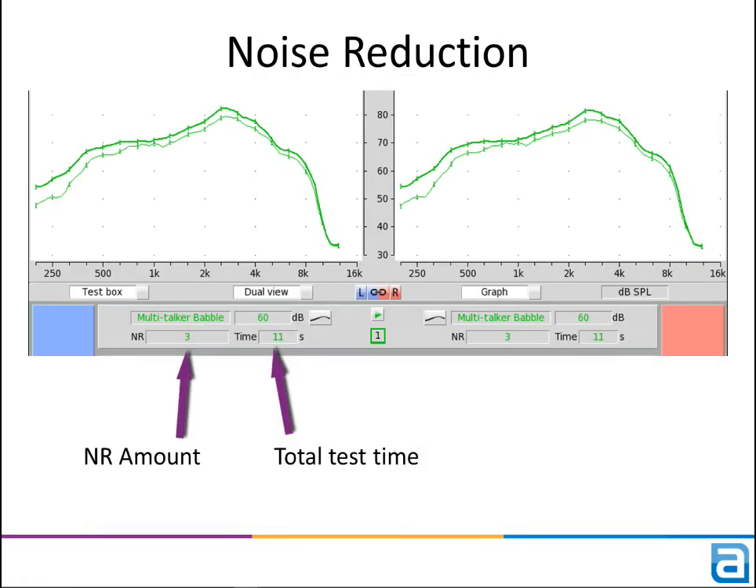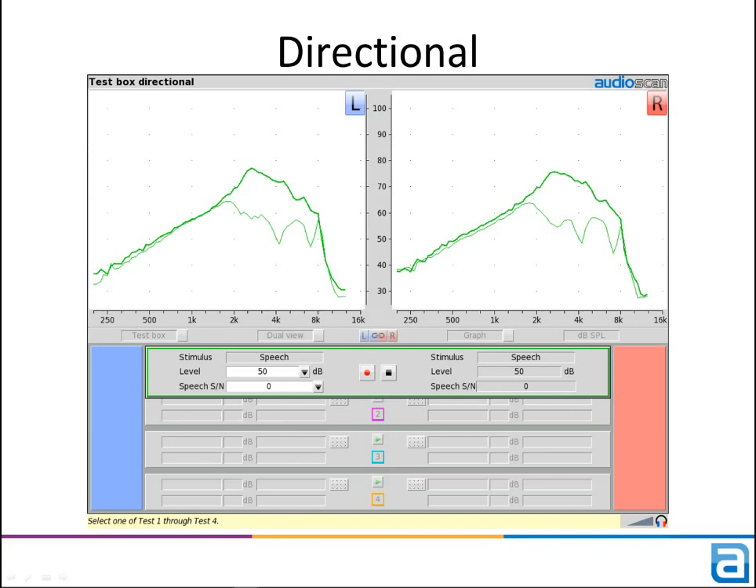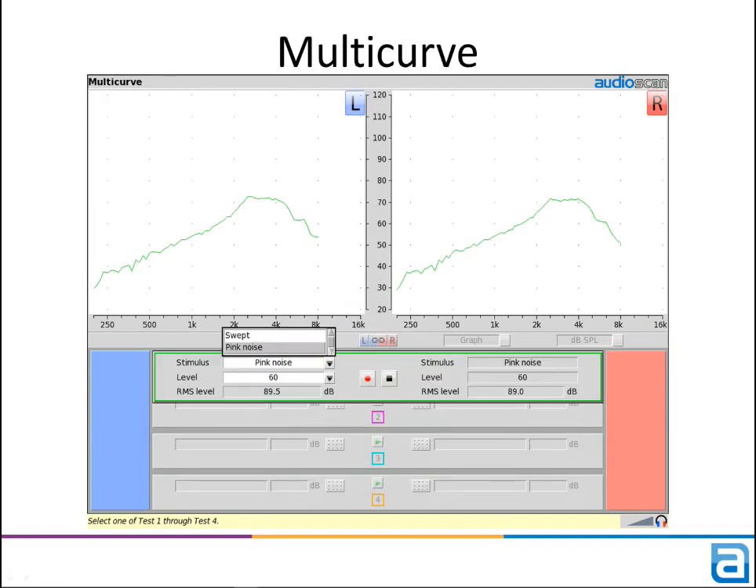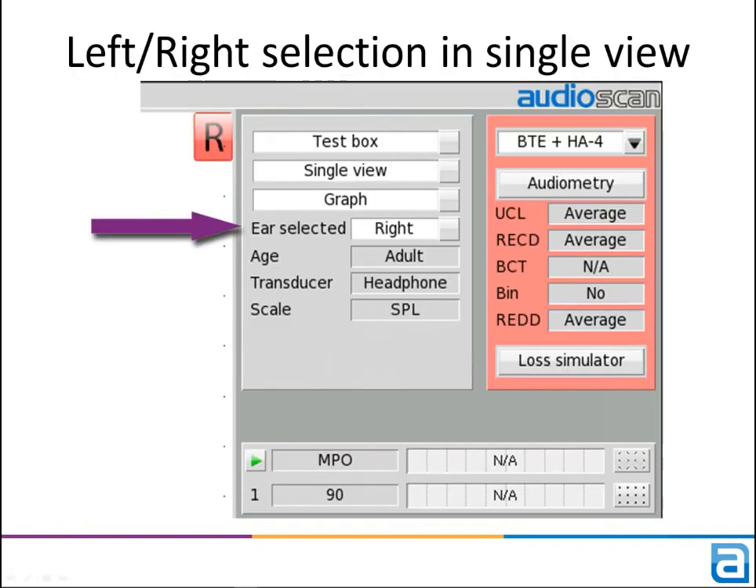In the display for each test, you'll see the overall noise reduction amount as well as the duration of the test in seconds. As you can see, a similar interface has been implemented in the directional test, feedback manager test, and in multicurve. Also new for this release is the ability to switch between ears from the single view screen. Previously, this required a right click to bring up the on-screen menu. For those working in single view, this will be a time saver.